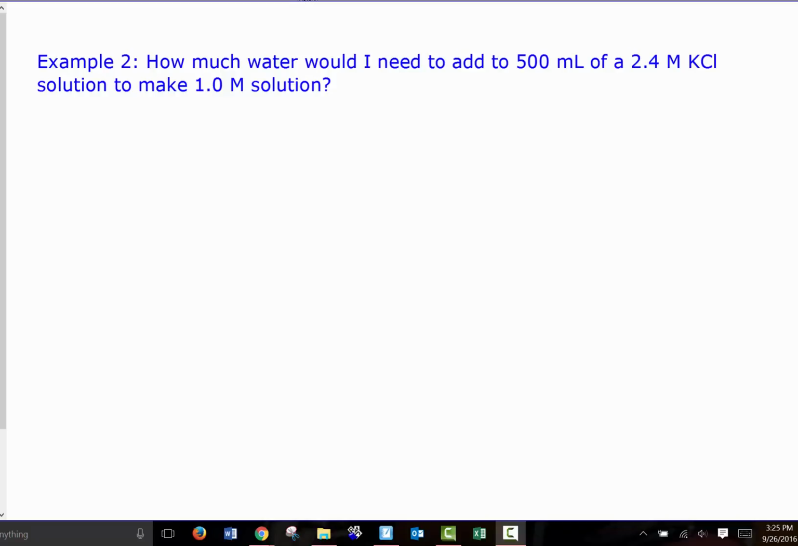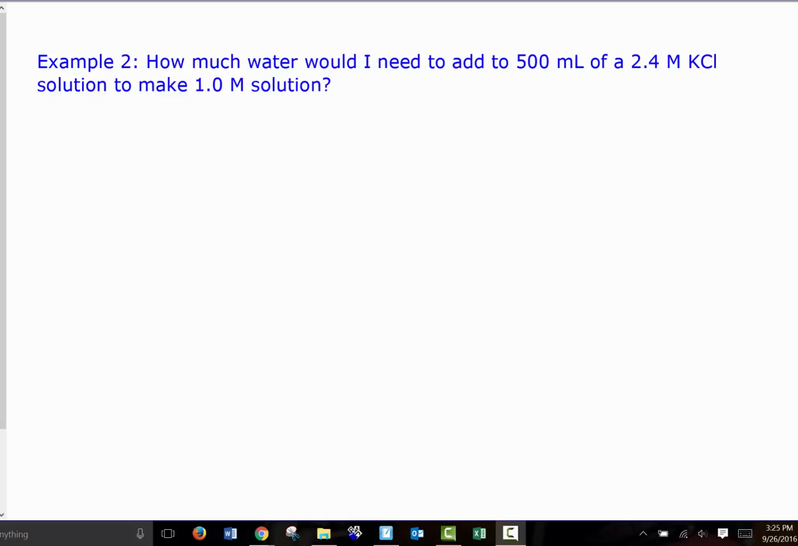Okay, let's go ahead and solve this question together. How much water would I need to add to 500 milliliters of a 2.4 moles per liter, or molar, potassium chloride solution to make a 1 molar solution? So I'm starting with 500 mL. I know my original concentration is 2.4 moles per liter, and I want to make a 1 molar solution. So I want to dilute this original volume that I've got, add some water, and end up with a diluted solution that has a concentration of 1 molar.